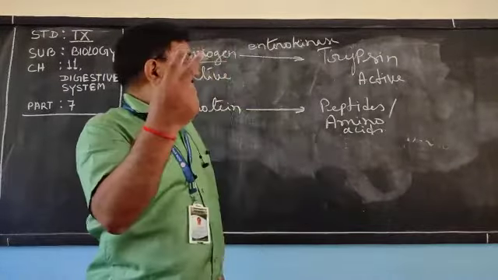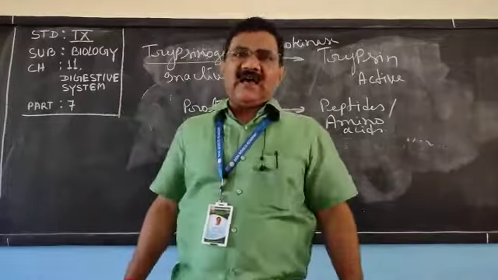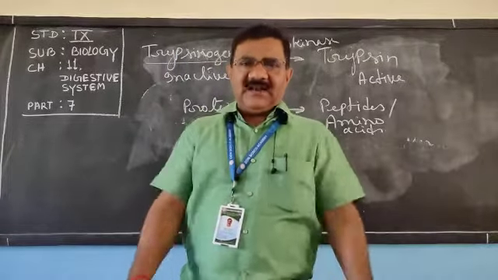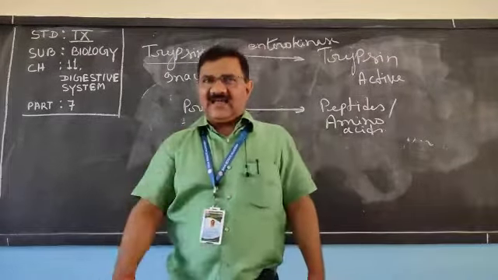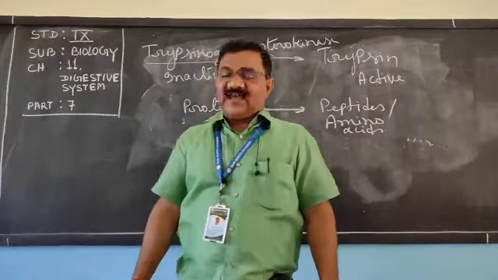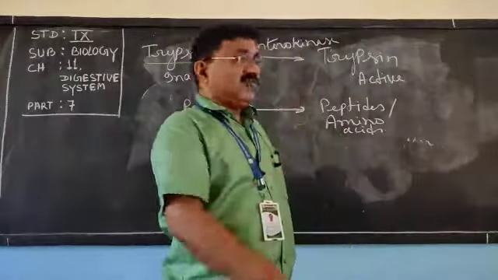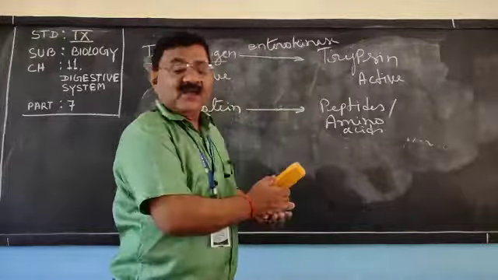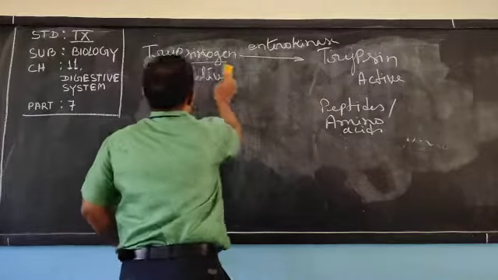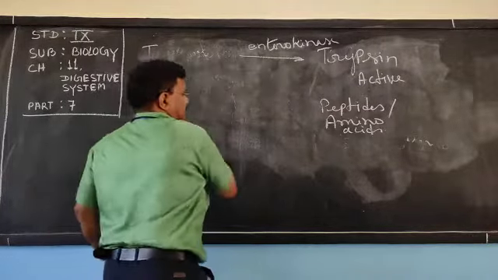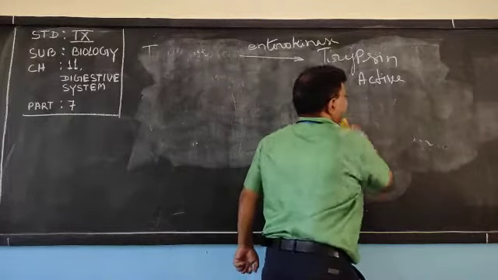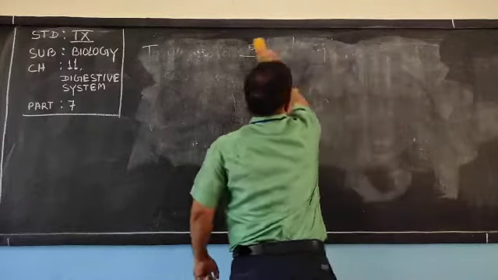Next thing, I have told that pancreatic juice contains three enzymes. Those three enzymes are amylopsin, trypsinogen and steapsin. Let us discuss steapsin. The third enzyme is steapsin.